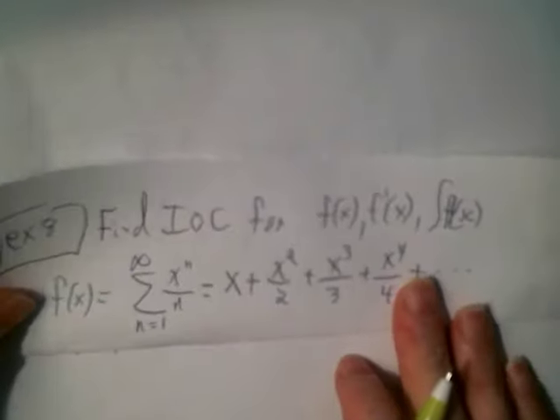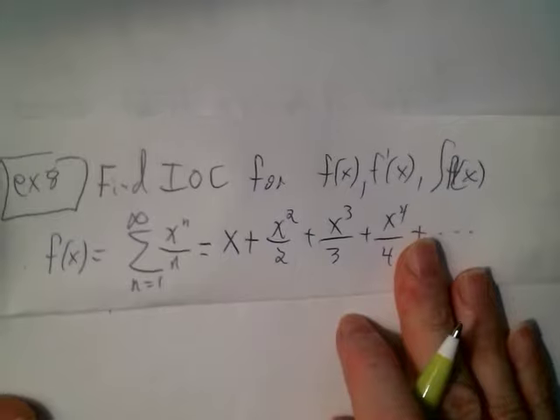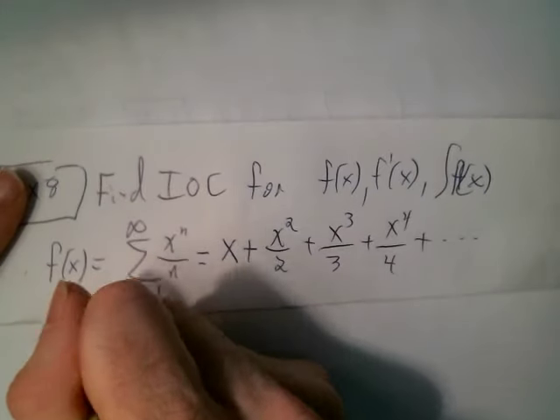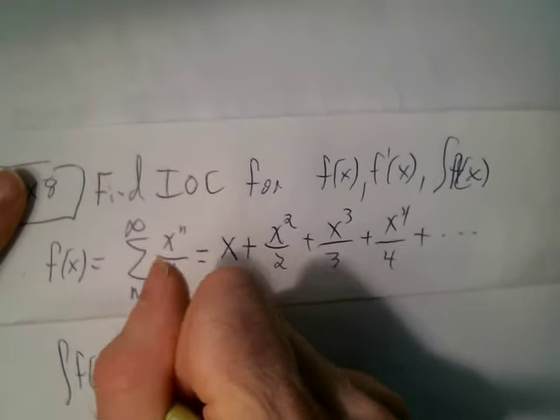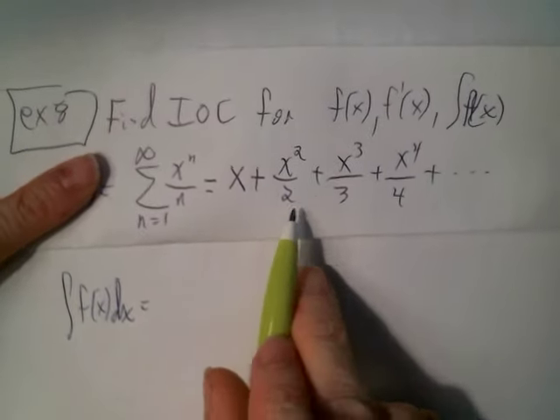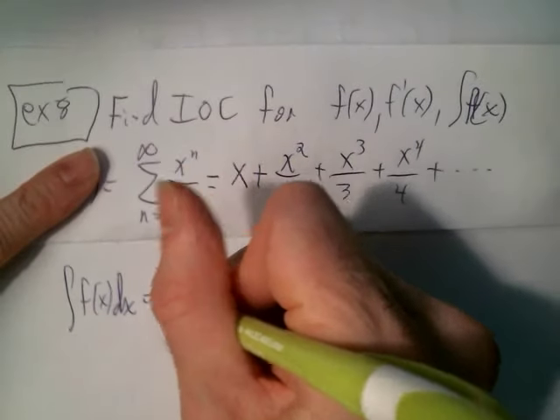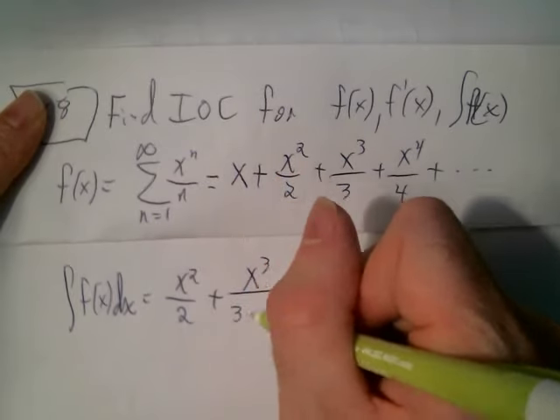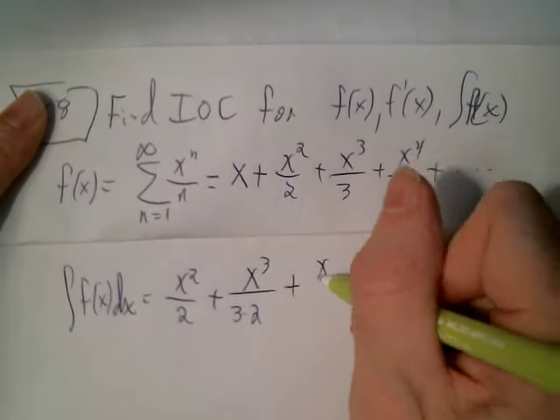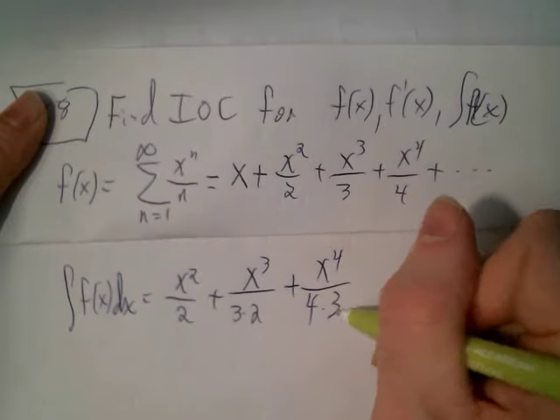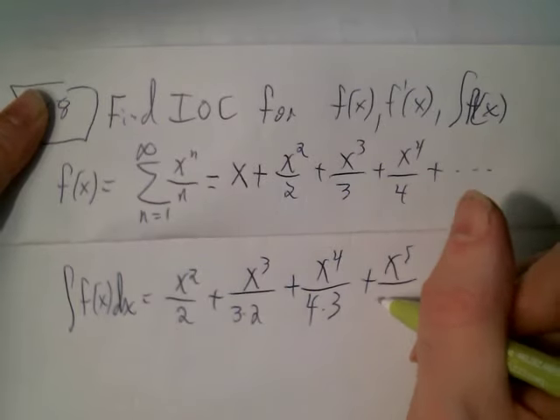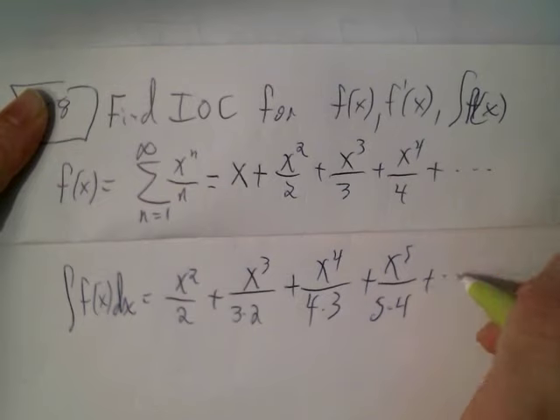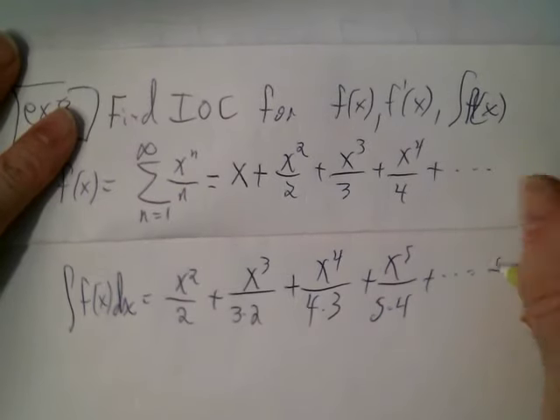Okay, last but not least then, we want to look at the integral of this thing. So we're looking at the integral of f of x dx. Going term by term, then I have x squared over 2 plus x cubed all over 3 times 2 plus x to the 4th all over 4 times 3 plus x to the 5th all over 5 times 4 plus dot, dot, dot, plus c.